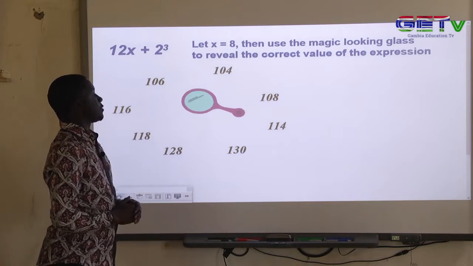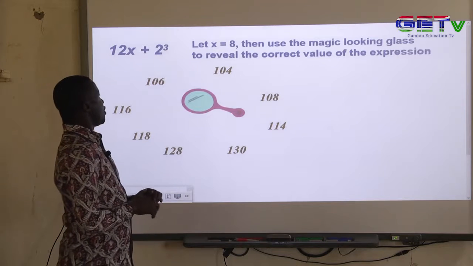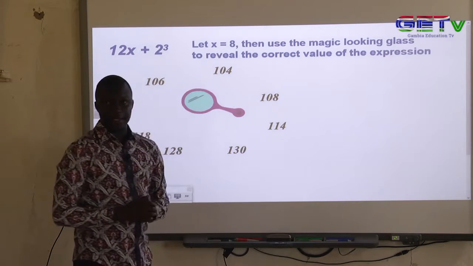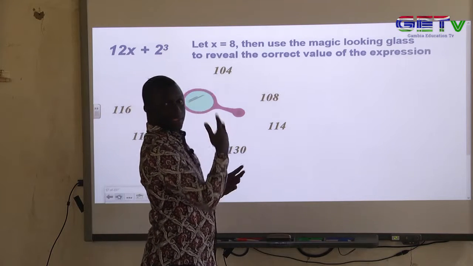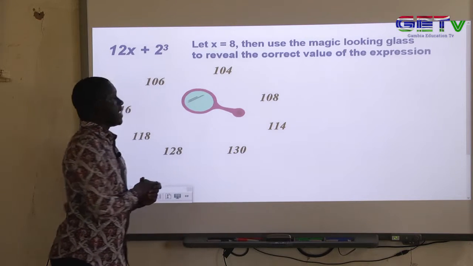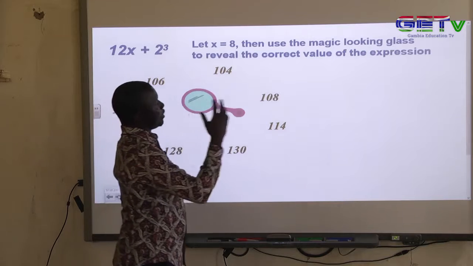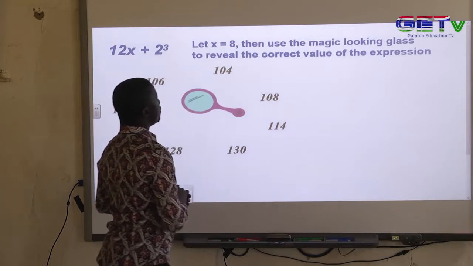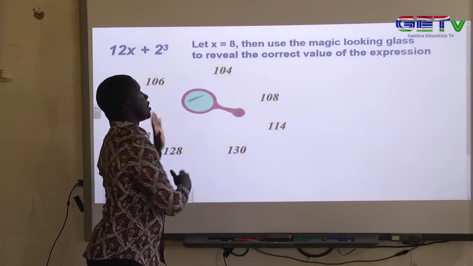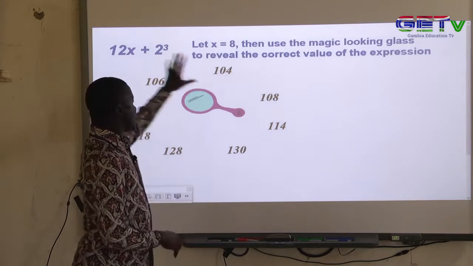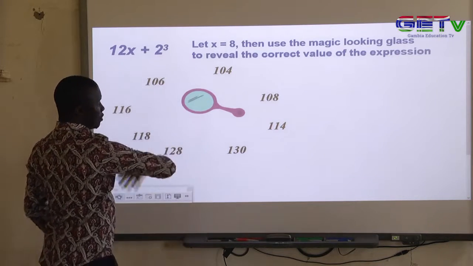Now we have another expression here: 12x plus 3 to the power 3, 2 to the power 3. Let x equals 8. The value of x here is 8. Then use the magic looking glass to reveal the correct value of the expression. We first solve our expression, and then we check our answer using the magic looking glass.